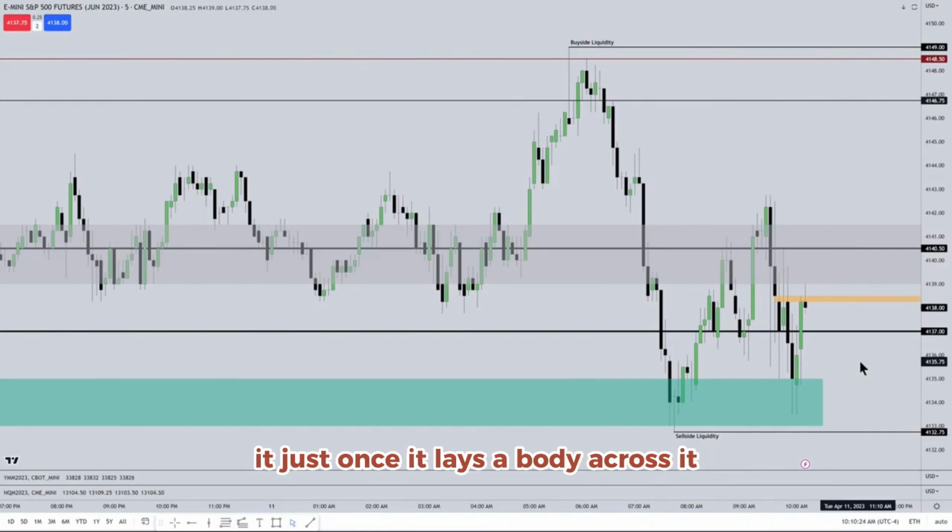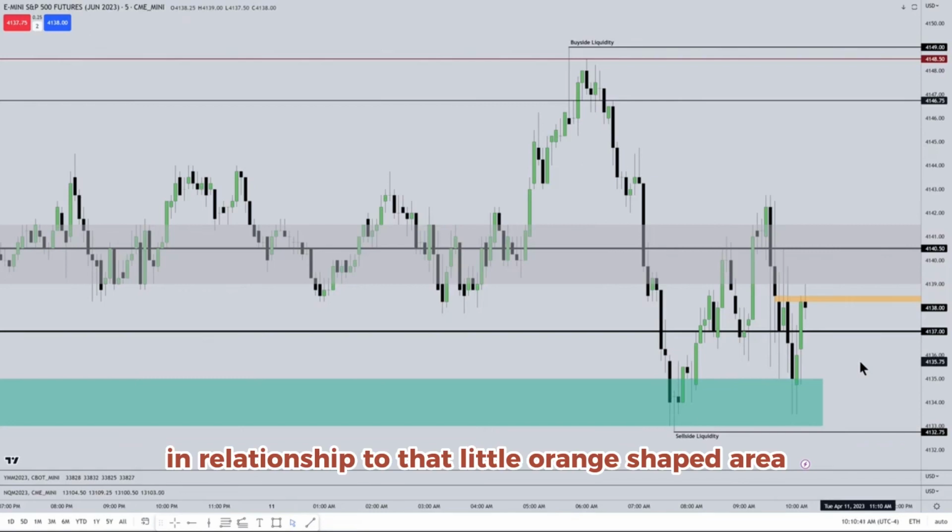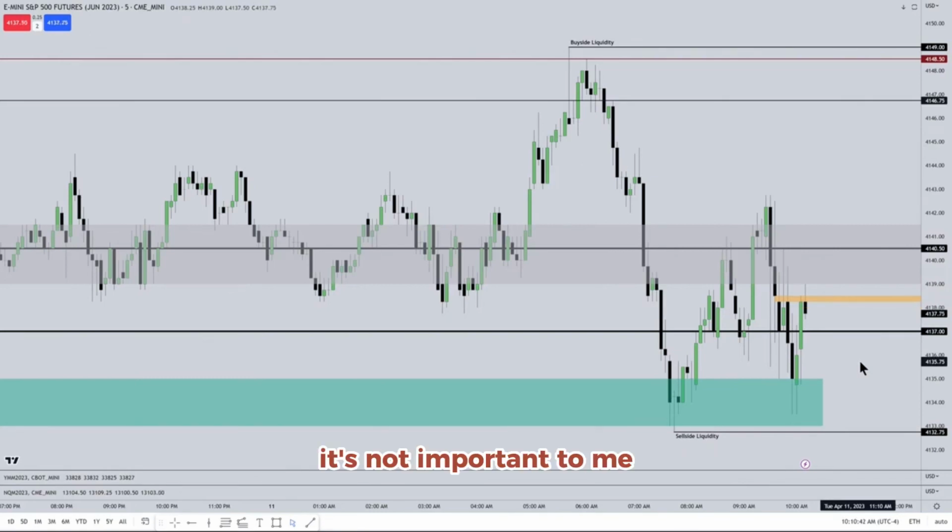It's just once it lays a body across it and creates another candle. Like, see, it has yet to lay a body over top of it. It keeps wicking through it, but I want to see it trade and drop a candle body across it. And where it closes, in relationship to that little orange shaded area, it's not important to me.